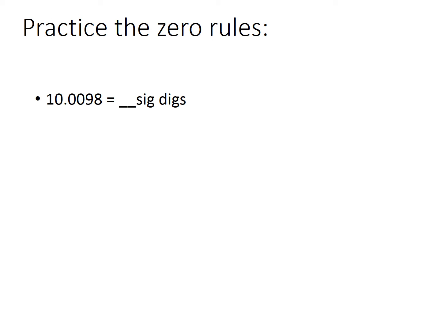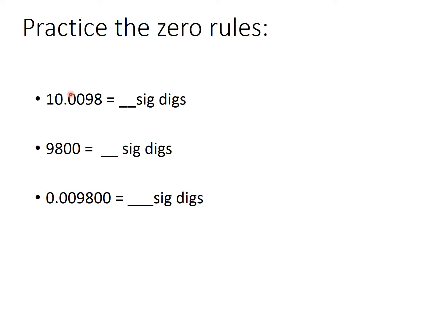Here are some additional examples of varying types. In this case, we've got some sandwich zeros, and there are 6 significant figures. In the next example, 9,800, there's no decimal present, so these trailing zeros are not significant, which means we only have 2 significant figures. Here we have 0.009800. We have 4 significant figures. The leading zeros don't count, but the trailing zeros do because there's a decimal present.